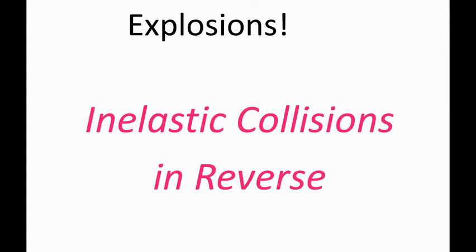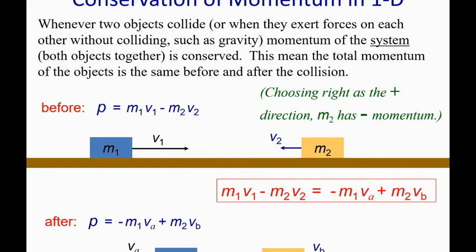Okay. So explosions are inelastic collisions in reverse. Here's another example of conservation of momentum. Whenever two objects collide, or when they exert forces on each other without colliding, such as gravity, the momentum of the system of both objects together is conserved. This means that the total momentum is the same before and after the collision.